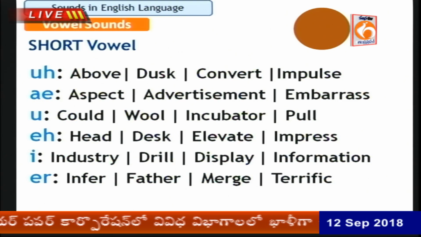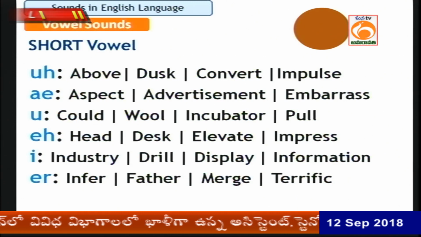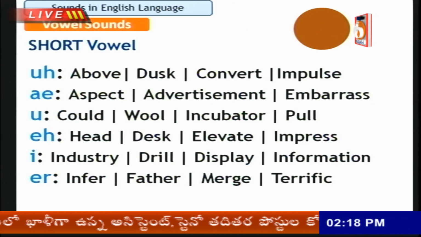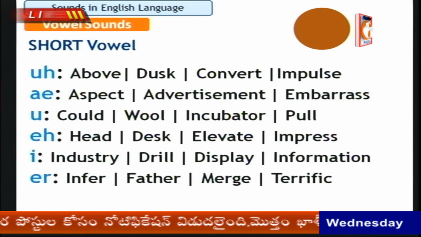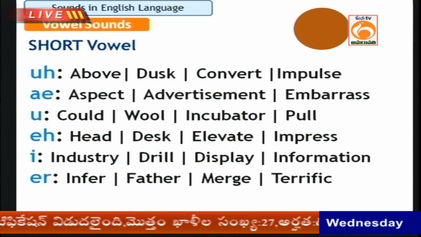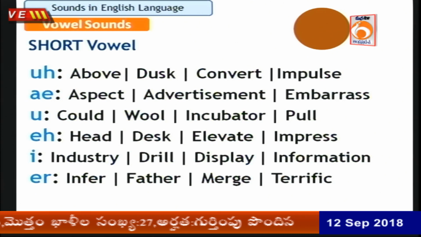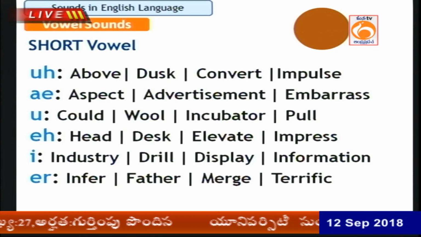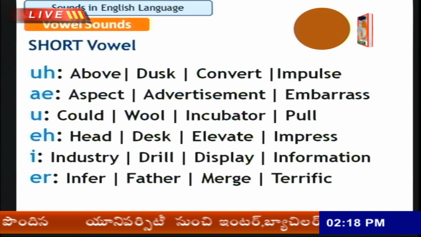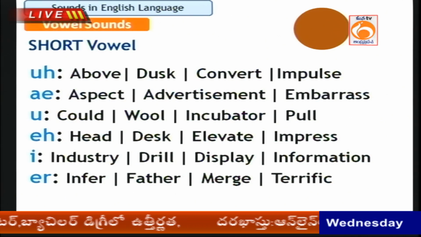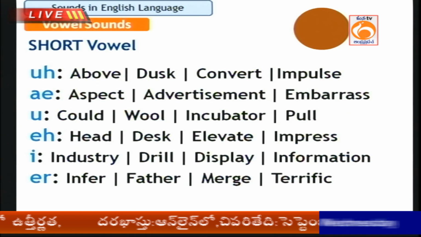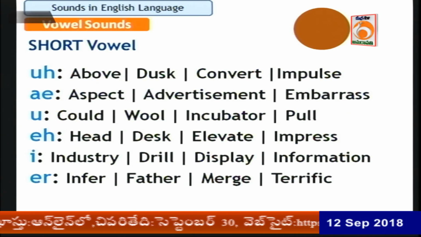Then we have u, for example, could, wool, incubator, impress. E, for example, industry, drill, display, information. These are the short vowel E sound.